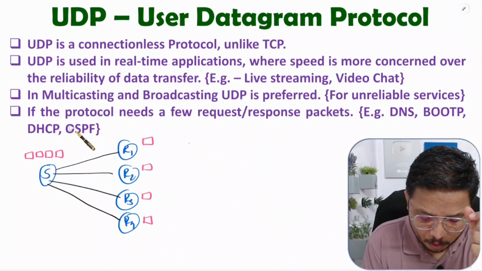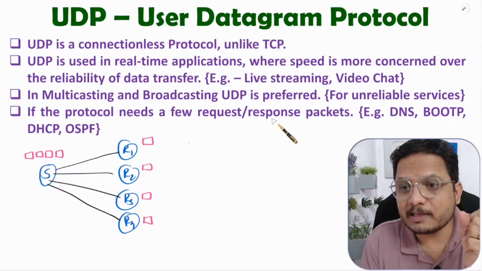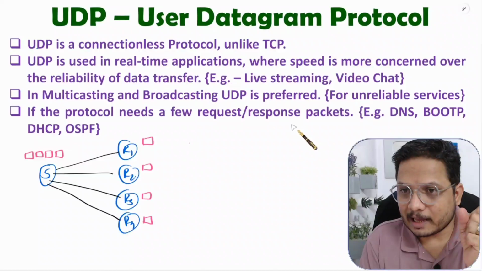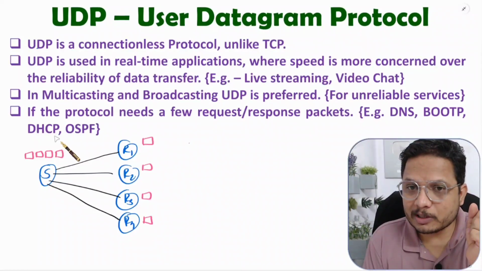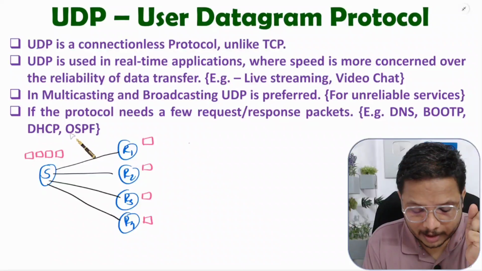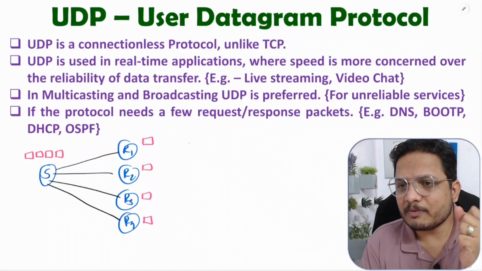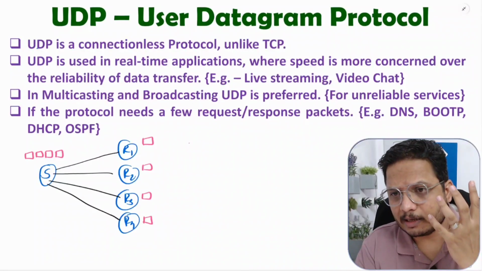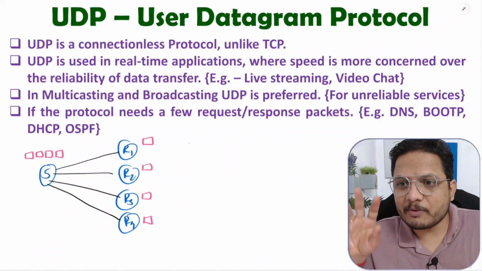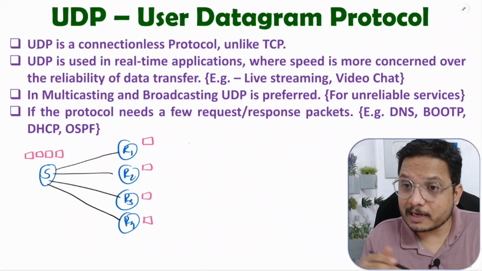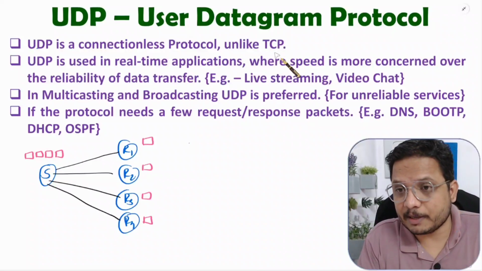But if the protocol needs few request and response packets, like we have already seen how BootP is there, how DHCP protocol is there, how a routing protocol like OSPF is there, in that we just need a few packets only, right? You don't need to establish a connection like a three-way handshake every time. So in that situation, we don't prefer TCP.